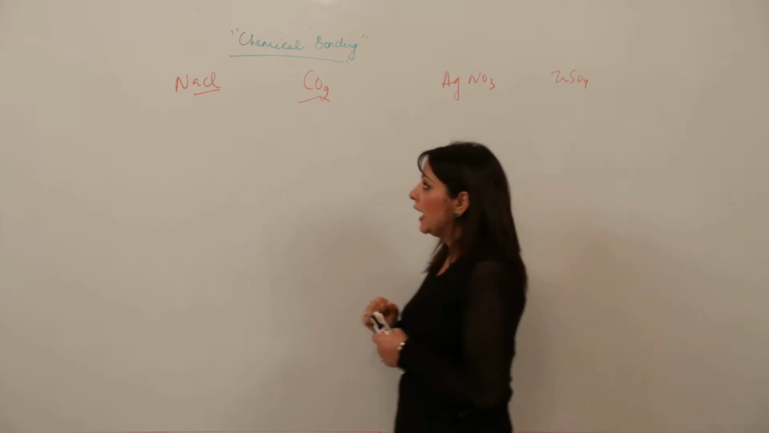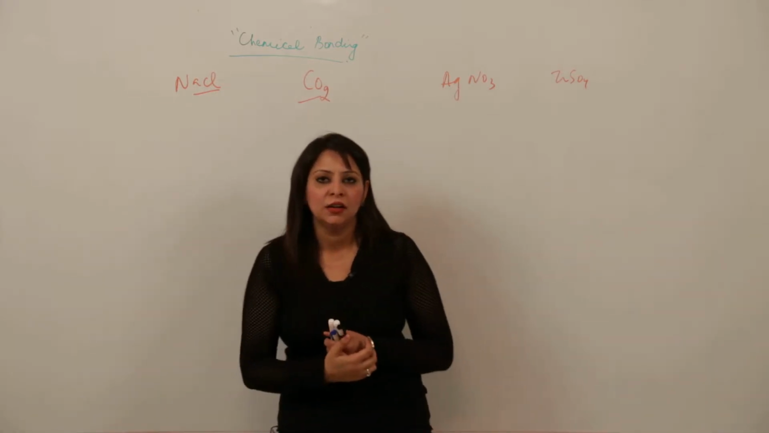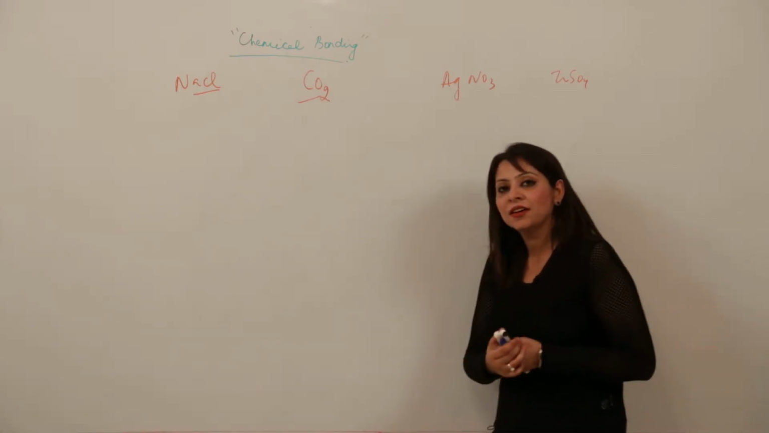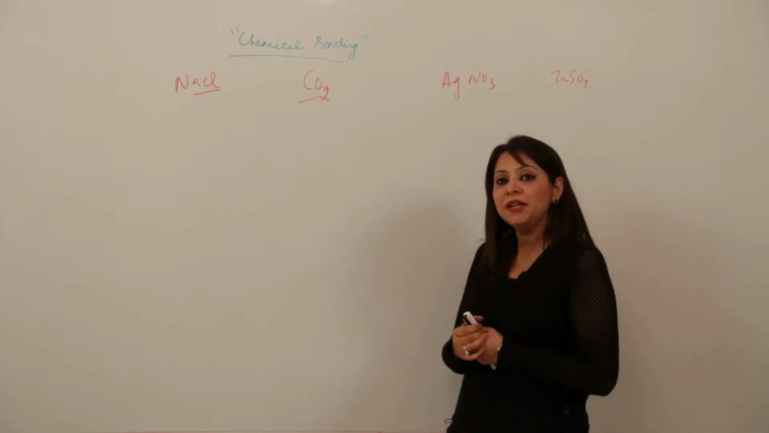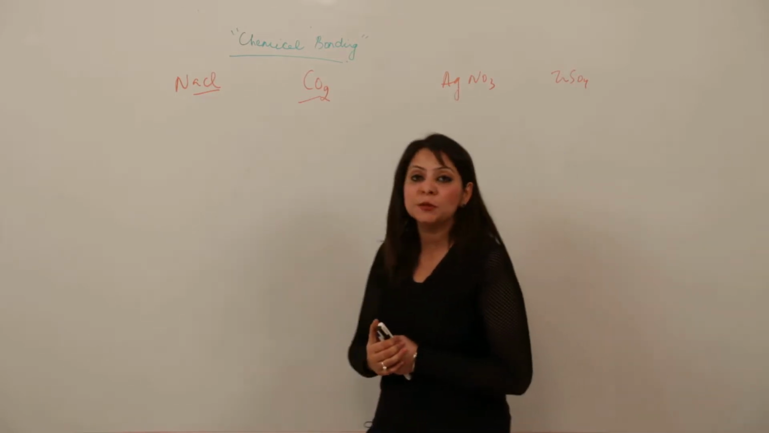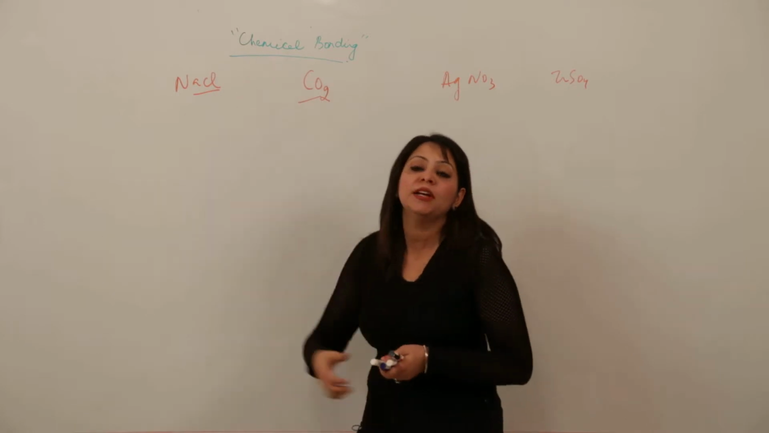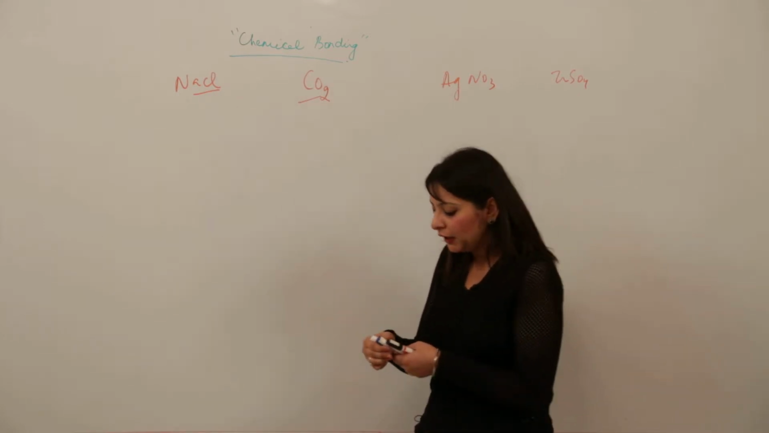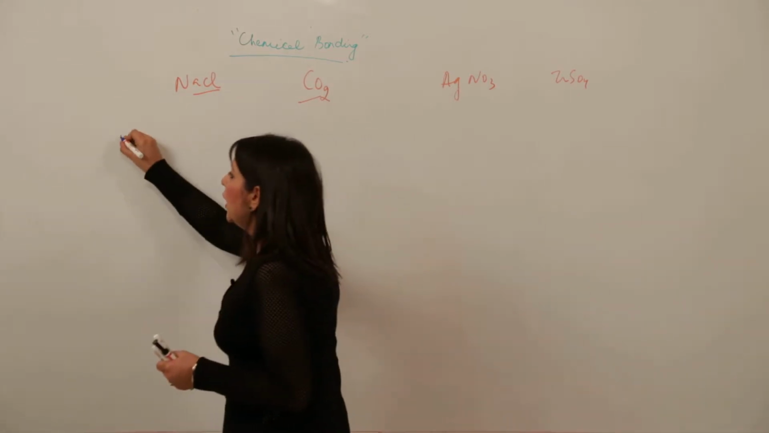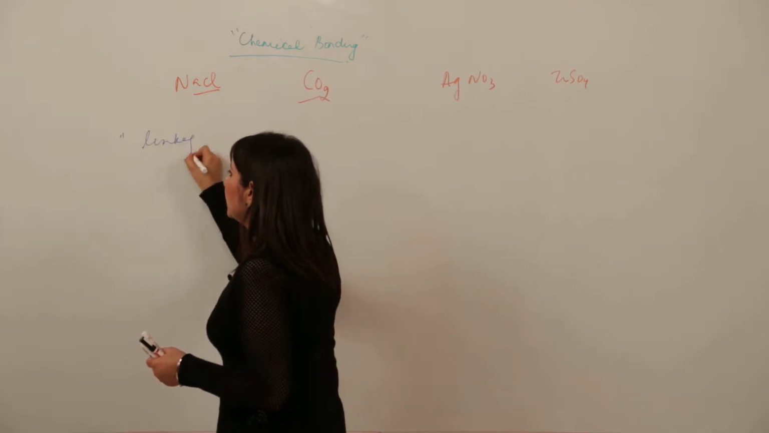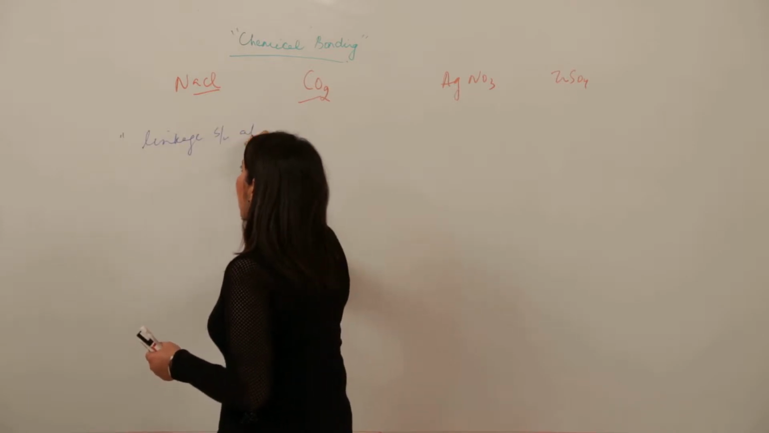Now the question is how they are linked, or why they are linked, or what kind of linkage can be there. All that can be explained by the process called chemical bonding. So what is chemical bonding? It is actually a linkage between atoms.